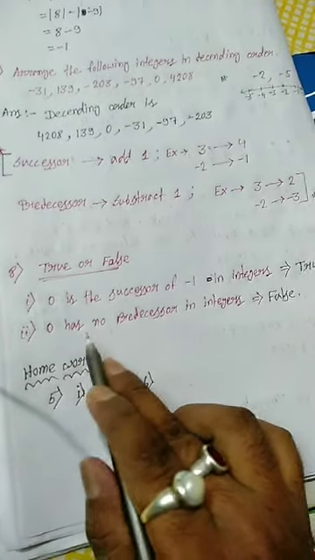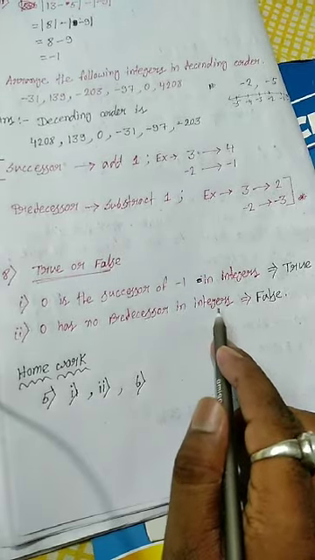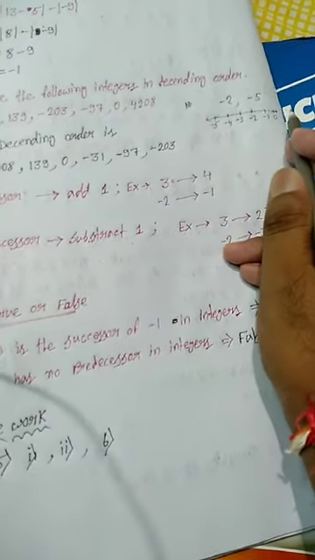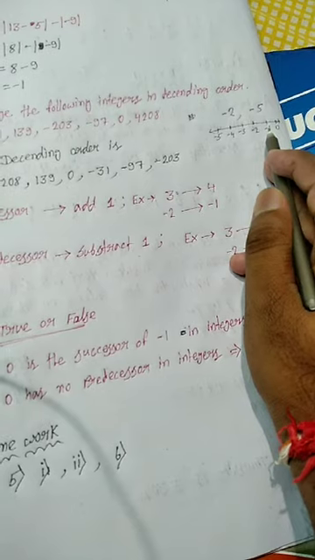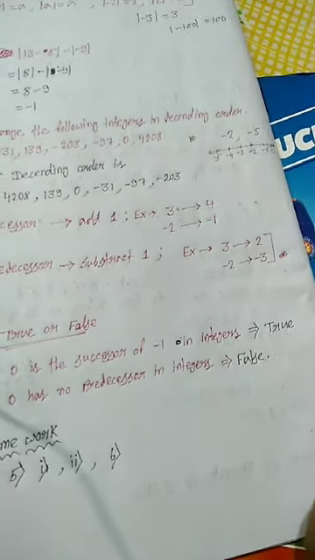Look at the second question: 0 has no predecessor and no successor in integers. Obviously 0 has a predecessor. Minus 1 is the predecessor of 0. So that means this one is false.